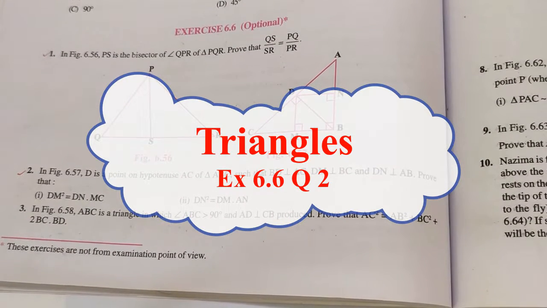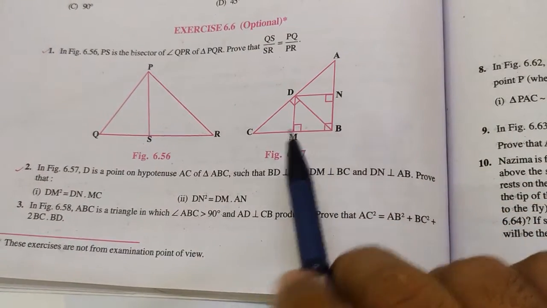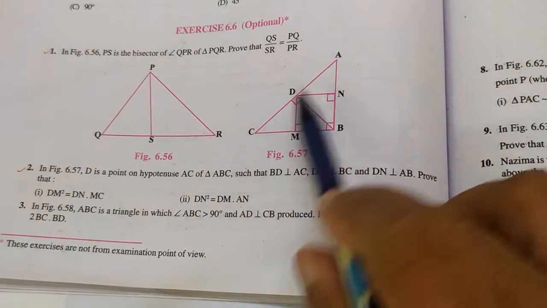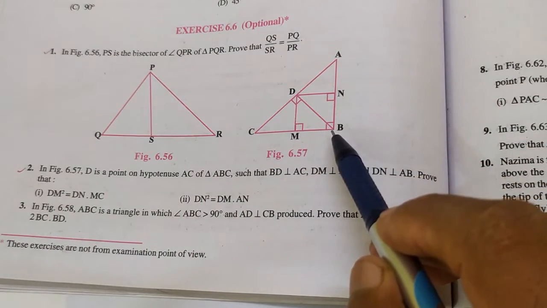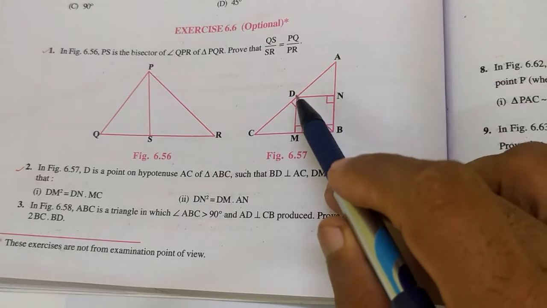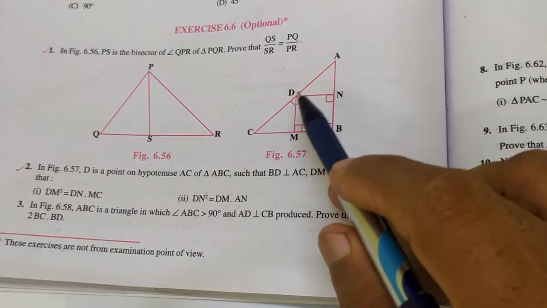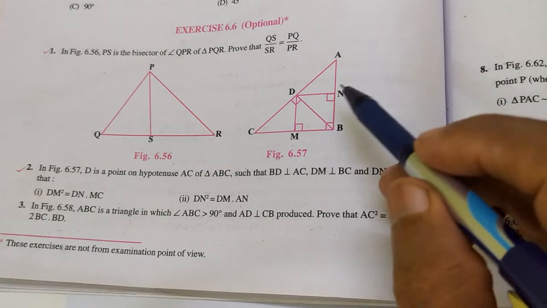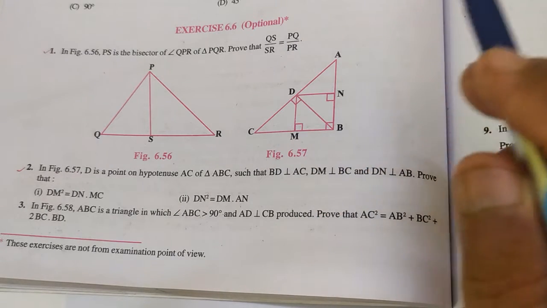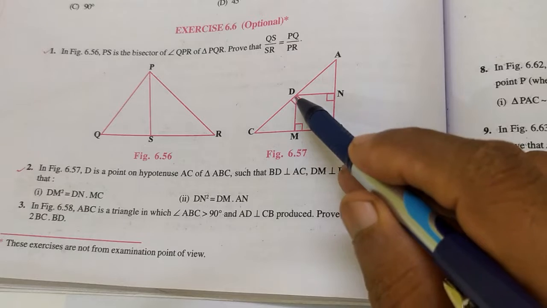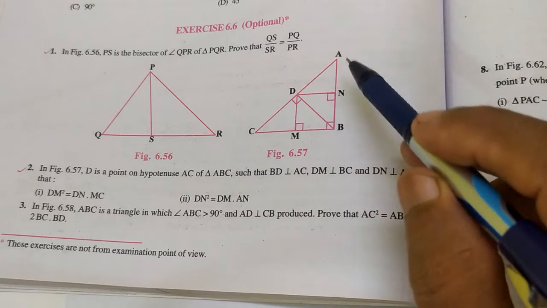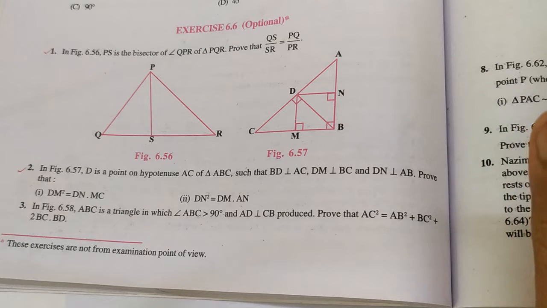Let us start with the second problem, exercise 6.6. Here is the figure. In this figure, D is the point on the hypotenuse. This is AC. This is 90 degrees. Therefore, this is the hypotenuse and D is the point on it, in the triangle ABC, such that BD is perpendicular to AC. Here you can see DM is perpendicular to BC and DN is perpendicular to AB.